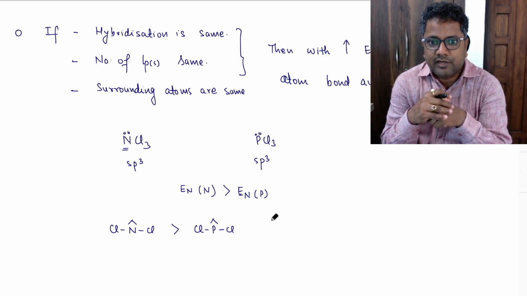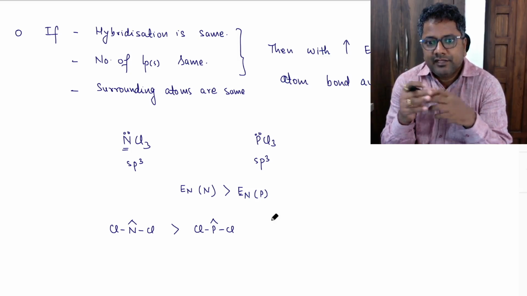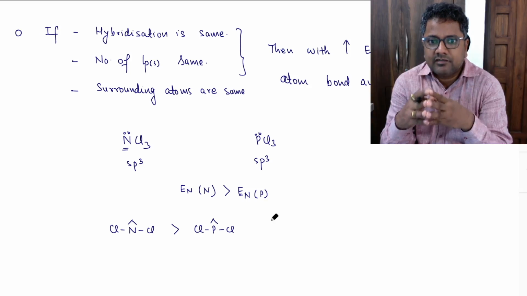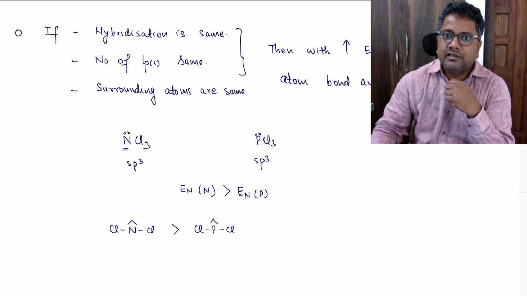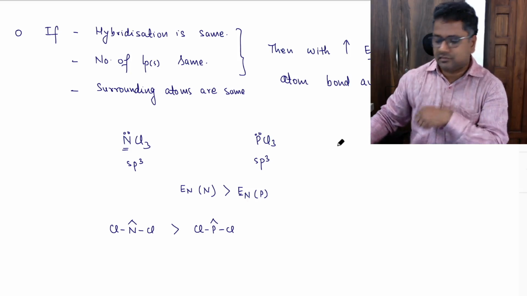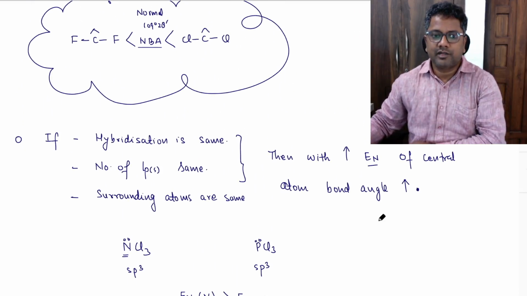So this also you can add to your important points, that if other things are same, then with increase in electronegativity of central atom, the bond angle increases. This is also an important point.